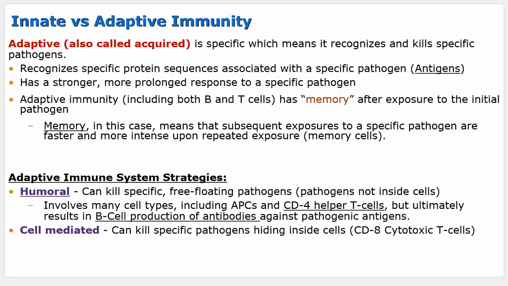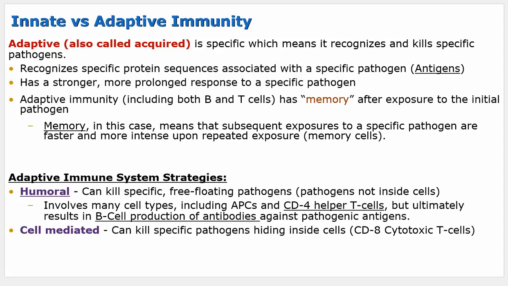Okay, so the strategies. This is how this is going to be broken down. Adaptive immune system strategies. There's a humoral strategy, which can kill specific free-floating pathogens. When we say humoral, we're talking about back in the olden days where they talked about the 4 humors, which were the fluid parts of the body: the blood, the bile, the other stuff. We don't look at it that way anymore, but that term humor still refers to the fluid portion of the body. So the humoral response can kill specific free-floating pathogens, which means pathogens that aren't hiding inside cells. Okay, that's the humoral response.